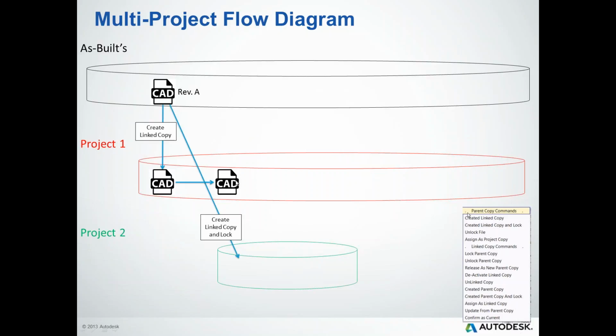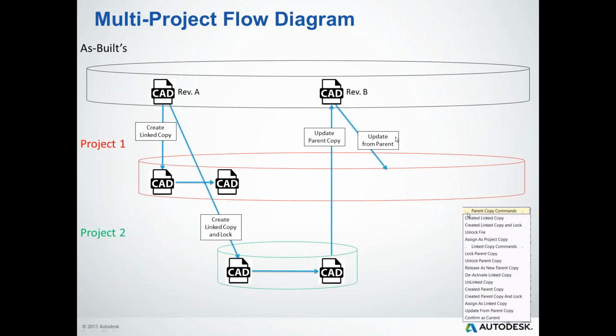Now we could also have done create linked copy from the Project 1 folder and grab its work in process and put it into Project 2. So we could actually do it either way. So the Project 2 work is done, and then we would do update parent copy. And so now we've got Rev B of our as-built. But now the Project 1 copy is out of date.